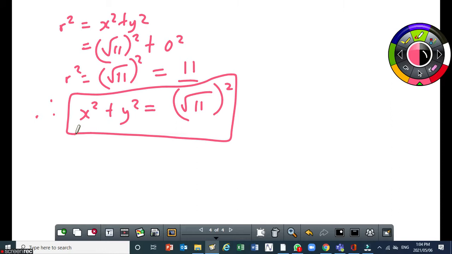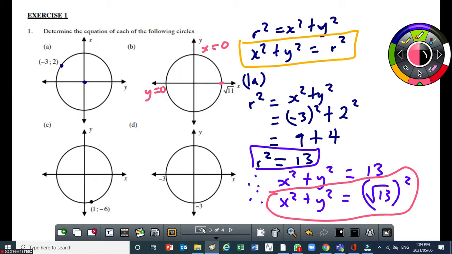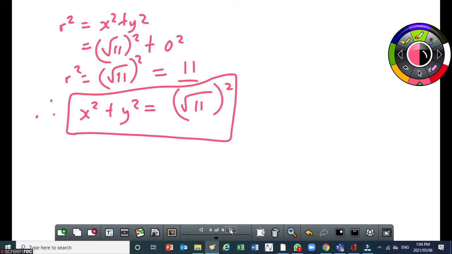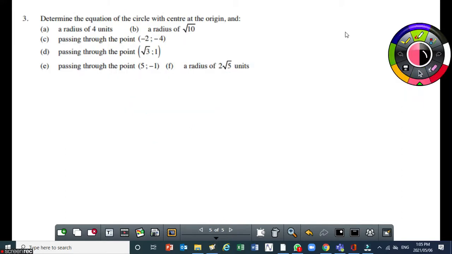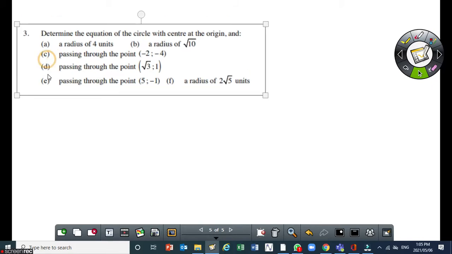Okay, so I don't want to waste too much time here. Let me move on to the one which has got a center. Okay, so let's do it. That question.